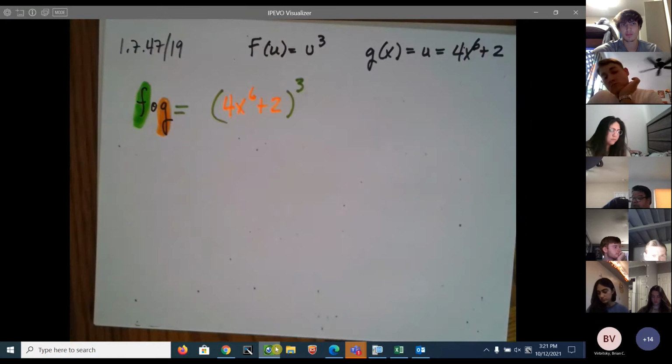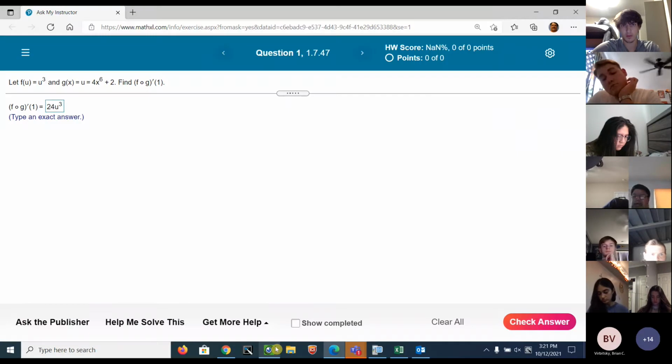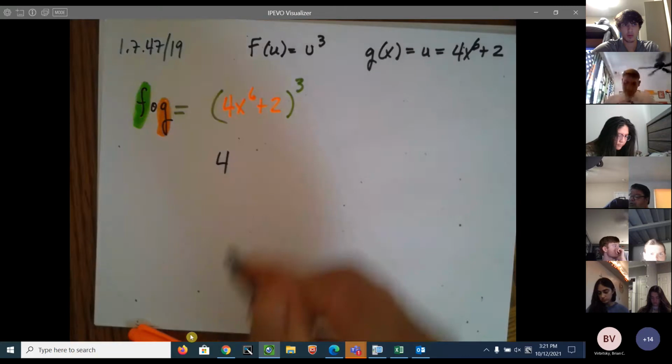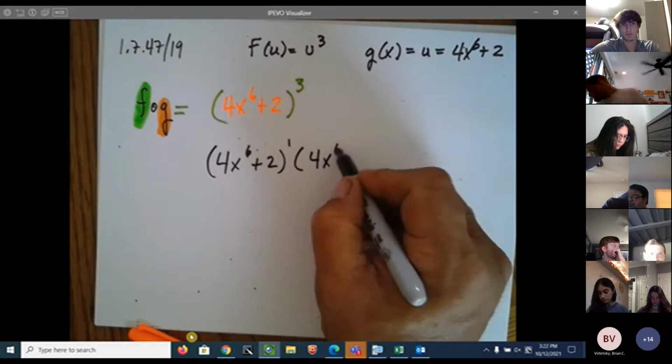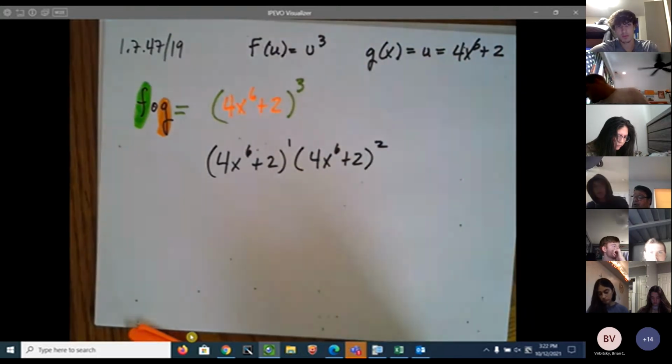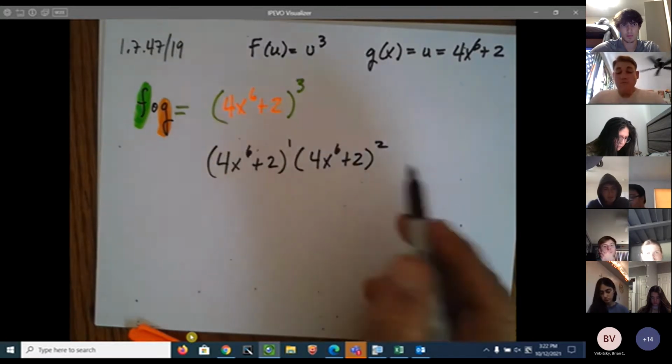That is a mess. You have to do 4x to the 6 plus 2 squared. Yuck. You'd have to do 4x to the 6 plus 2 to the first power times 4x to the 6 plus 2 to the second power. I can't believe this is a test question. I mean, it won't be on a test. It's way too long.